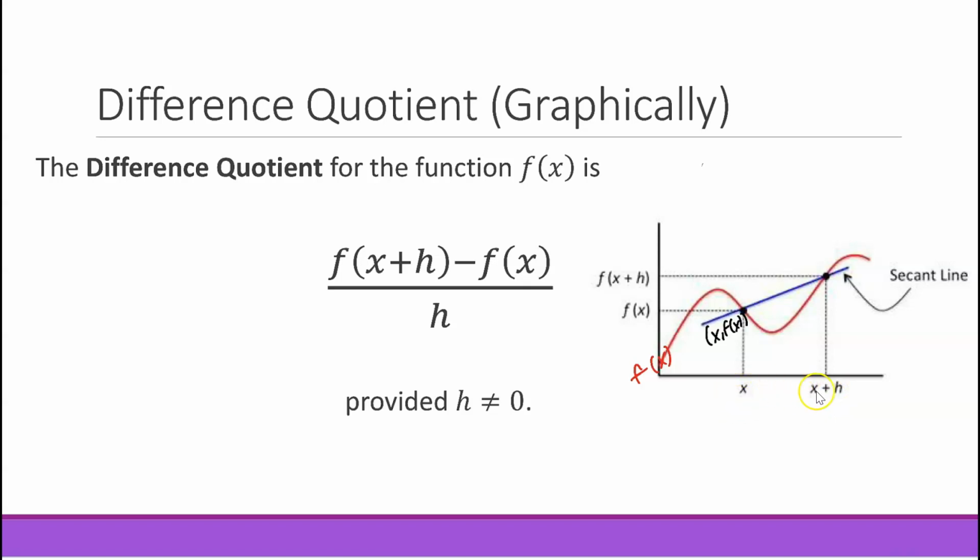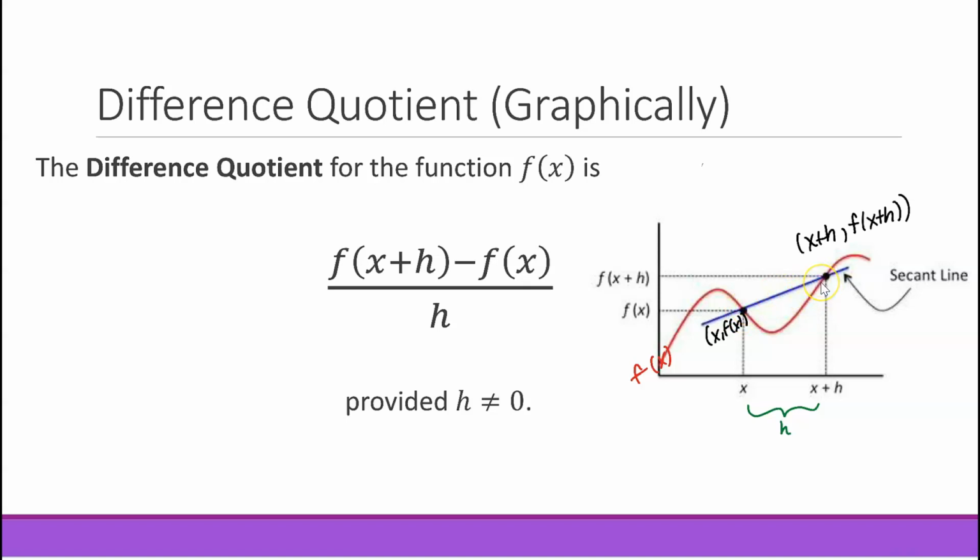So this is some generic x value. We have a distance h away, and in this case h is positive. So then this new coordinate point up here is the point x plus h, comma, f of x plus h. So it's just two really generic points on some curve in this case. So now, what is this difference quotient? This difference quotient is representative of the slope between those two generic points.